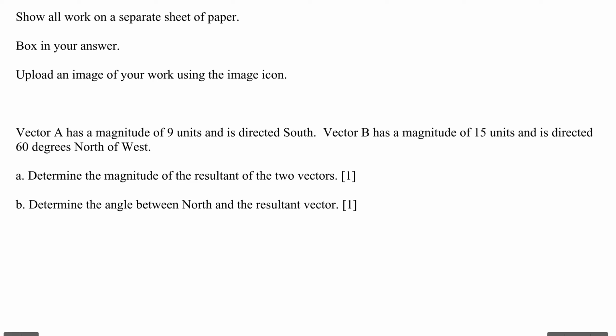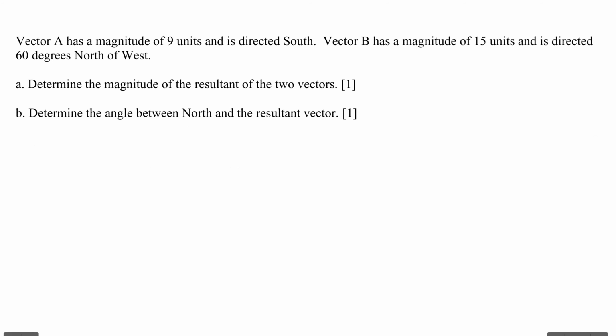But you're here for the physics content. It says vector A has a magnitude of 9 units and is directed south. Vector B has a magnitude of 15 units and is directed 60 degrees north of west. They want you to determine the magnitude of the resultant and then the angle between north and the resultant vector. The wording is super important for that.